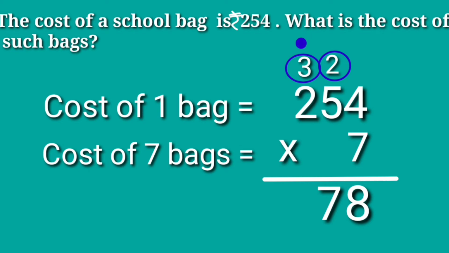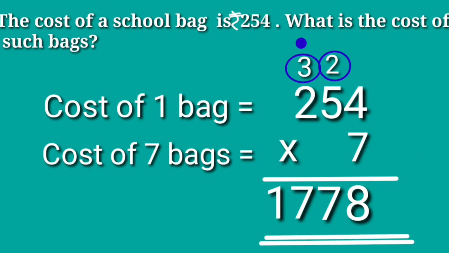Then 7 by 2. Let us recall here 7 times table or 2 times table. 2 sevens are 14 plus this carry over 3 equal to 17. Here is the answer 1778.